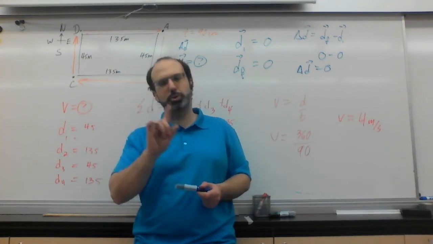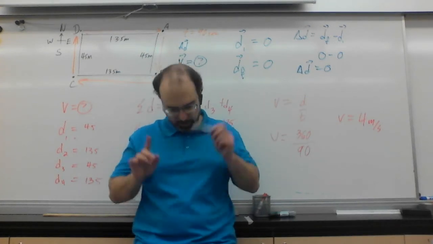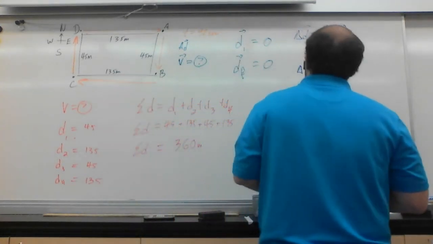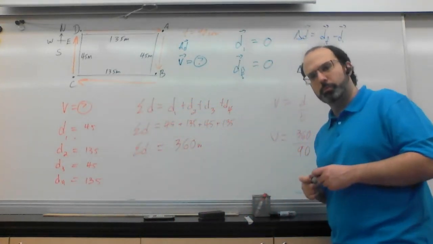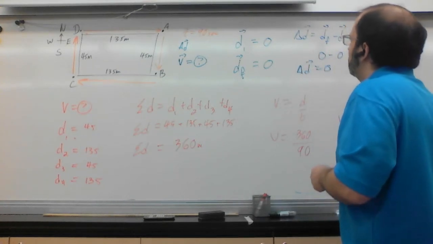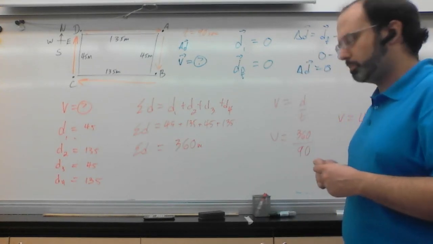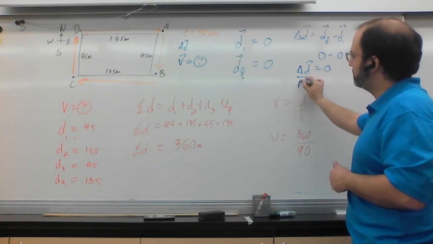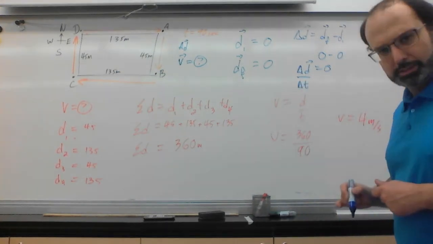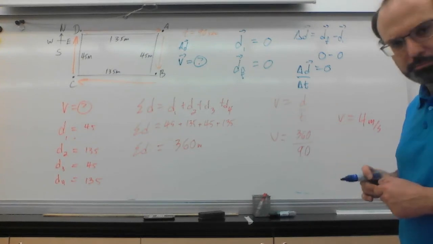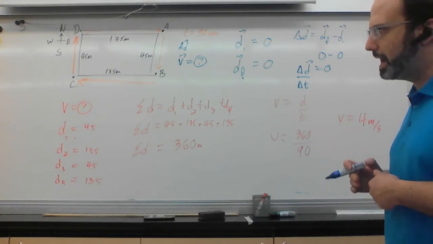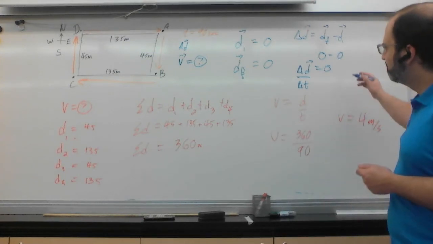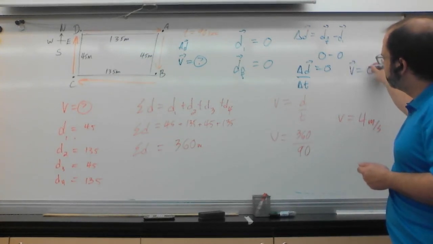Okay, but we're not looking for displacement, we're looking for velocity, so we have to calculate the velocity now. That's going to obviously be very complicated. Well, actually, no, it won't. Because the equation for velocity is just delta d divided by delta t. Delta d is 0. So 0 divided by 90 is 0. So the velocity is 0.